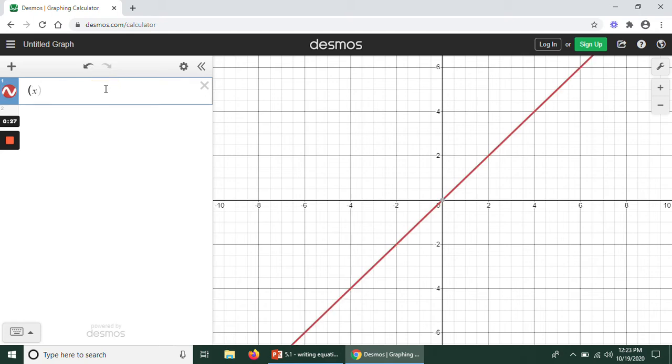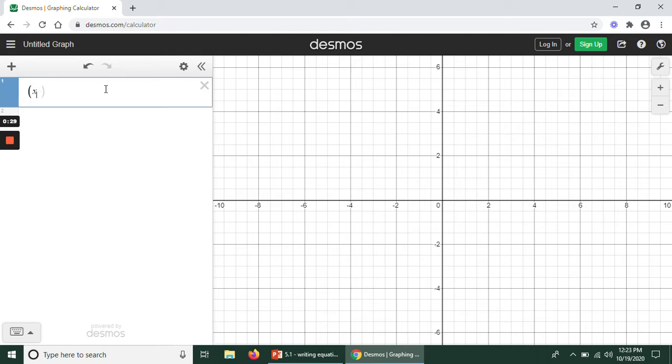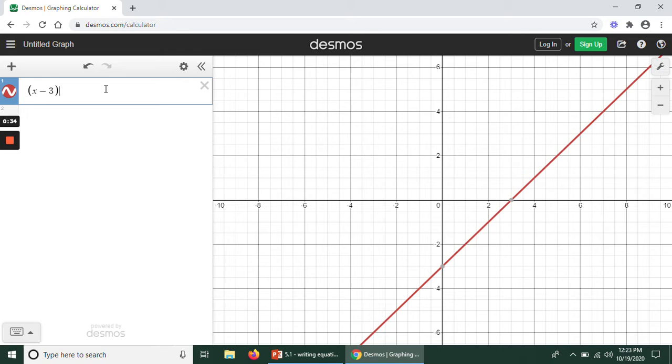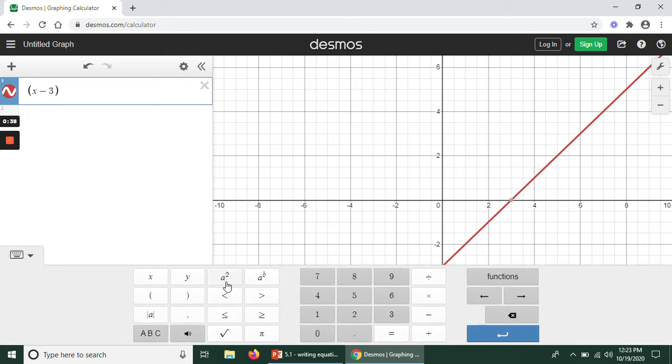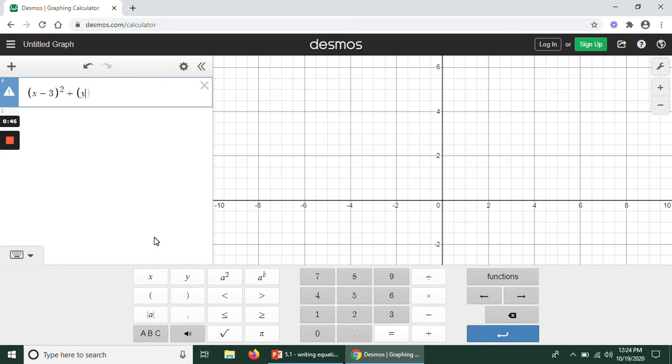And I want you to pay attention to what is happening here. So I'm actually entering an equation of a circle, and we are going to make some very important observations.